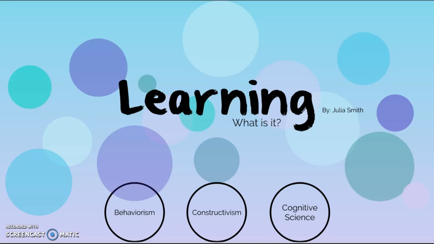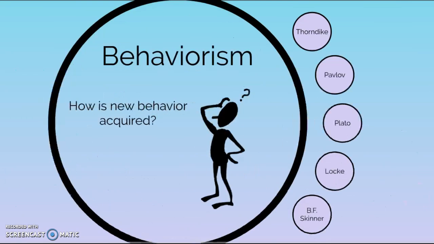Let's start off with behaviorism. Behavior theorists look at how new behavior is acquired. They also look at what they can do to get kids to do what they want them to do with classical conditioning. They primarily focus on behaviors that they can observe. Learning is the action of acquiring new behavior based on the environmental conditions.